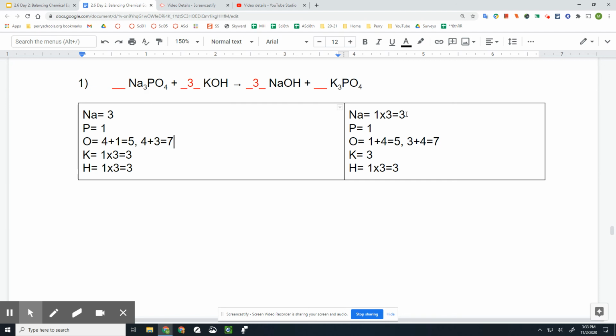All right, well, let's check now. We have 3 sodium, balanced. We have 1 phosphorus, 1, that's balanced. Oxygen, 7 here and 7 here. Oh, that was good. Potassium, we have 3 here and 3 here, that's balanced. And hydrogen, we have 3 here and 3 here. So this is completely balanced. All we had to do was put the coefficient of 3 on both of these things, and it balanced it out.